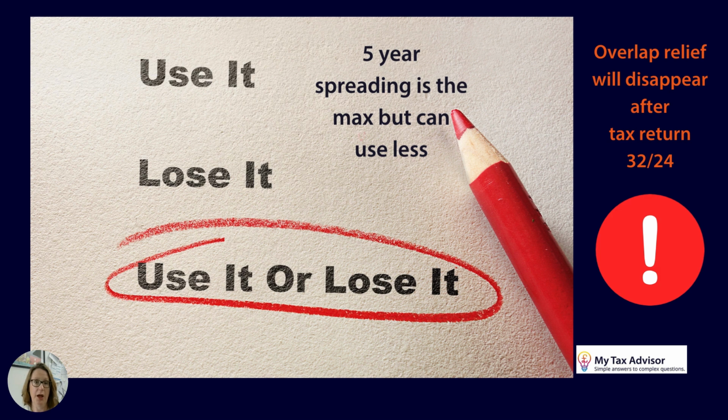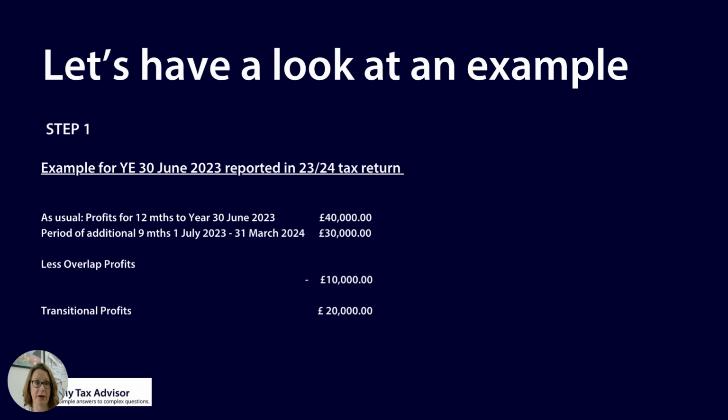One of the key things you really need to know about overlap relief is that the 23-24 year is a use it or lose it year. If you don't use your overlap relief in this year, it will disappear completely. So do make sure that you take advantage of the form that we're going to show you a bit later on. If you don't know your figure, get in touch with HMRC and ask them to supply it to you.